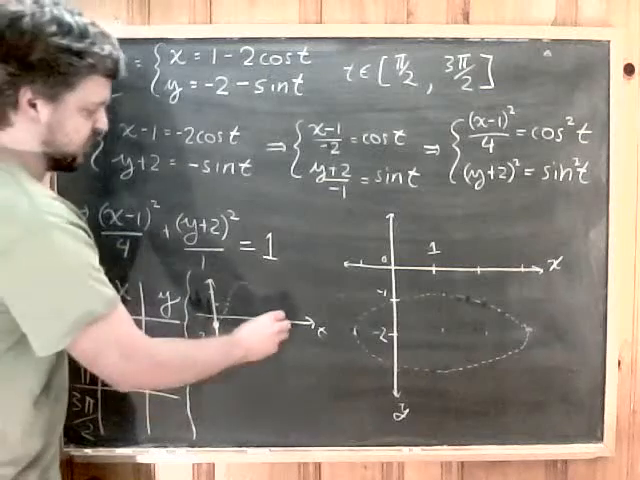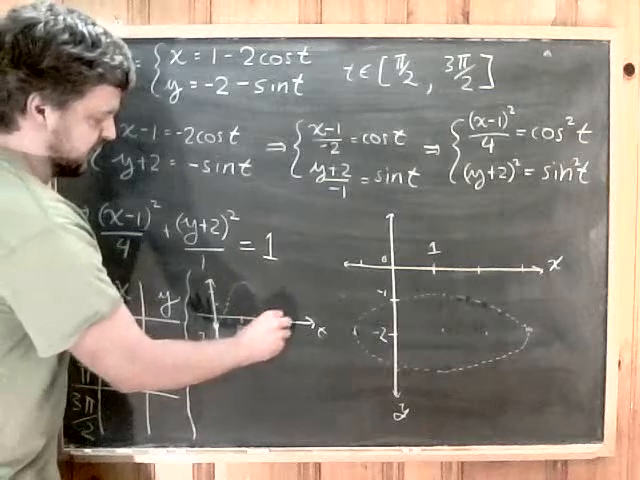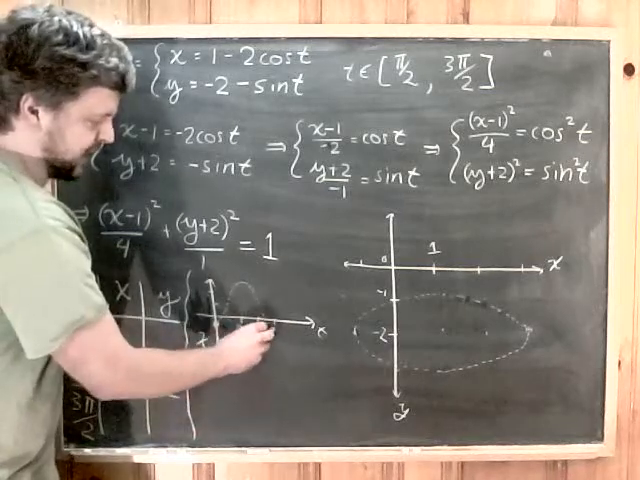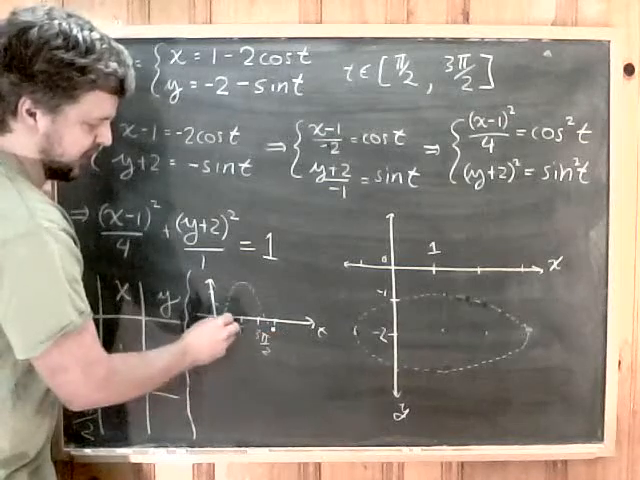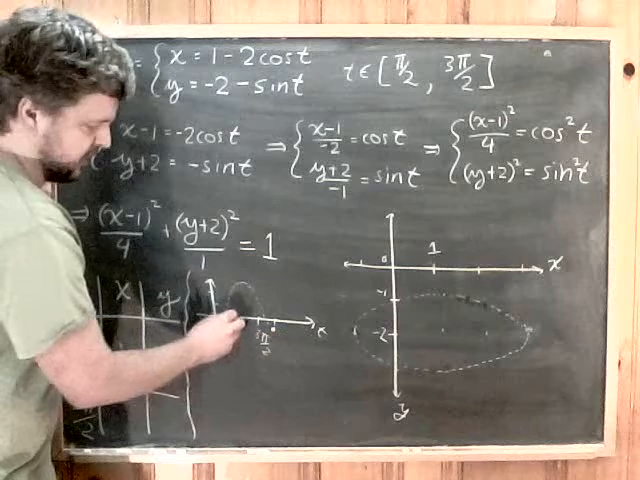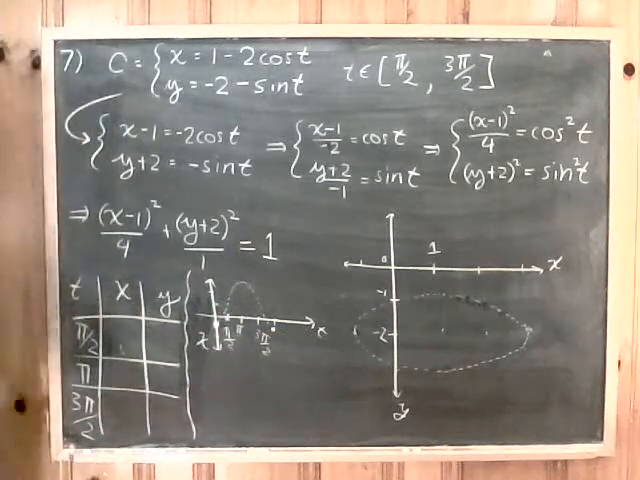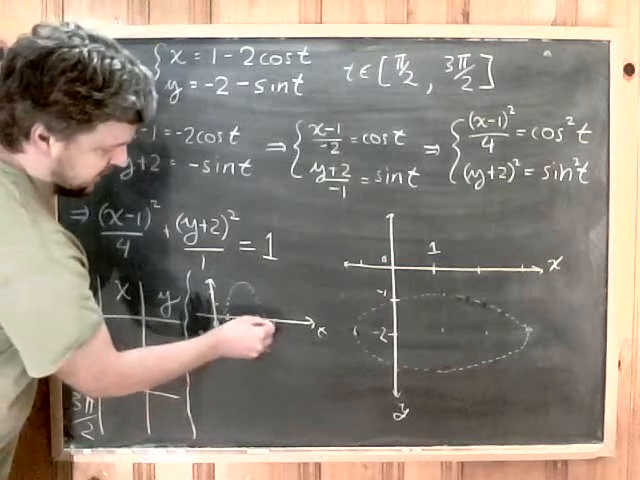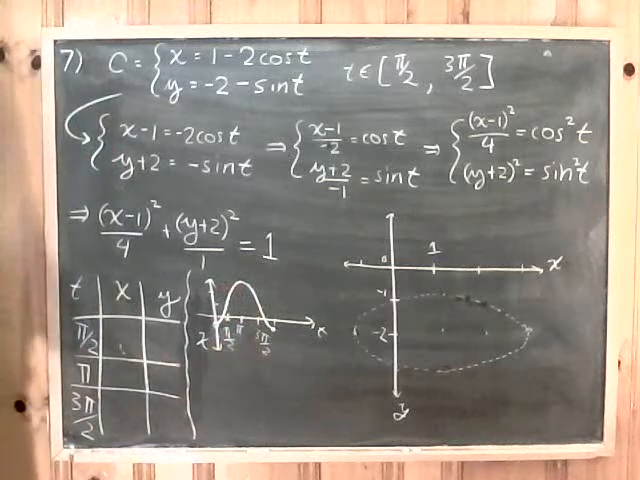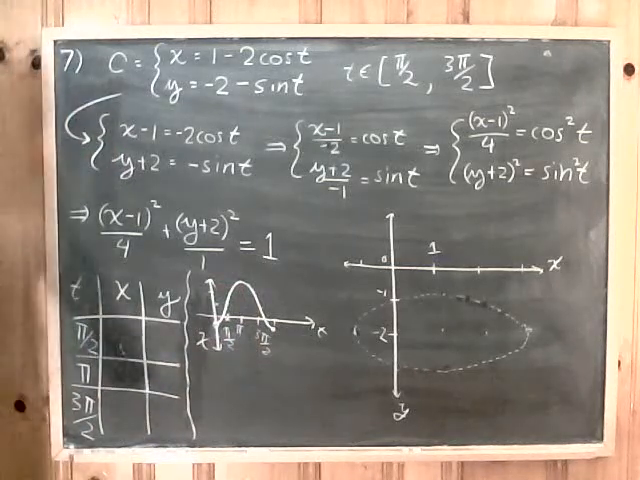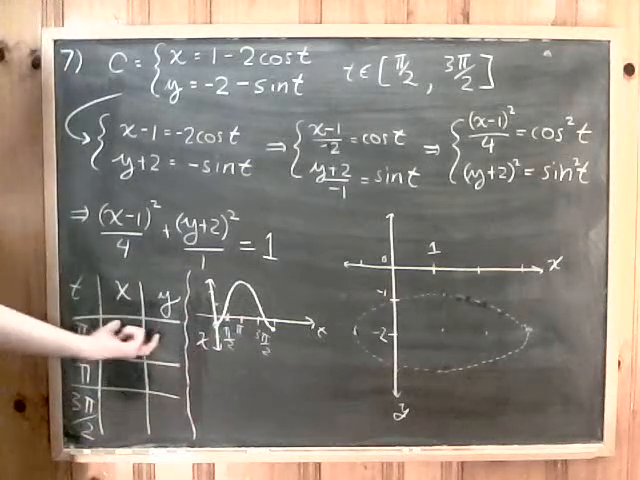And that's 2 pi. Here's pi in the middle, and then here's 3 pi over 2. And pi over 2 back here. So that's the basic shape of x versus t from pi over 2 to 3 pi over 2. But now I need to double check and see if I'm getting those exact points, and then I'll fill them in.